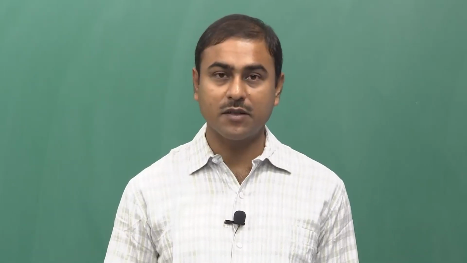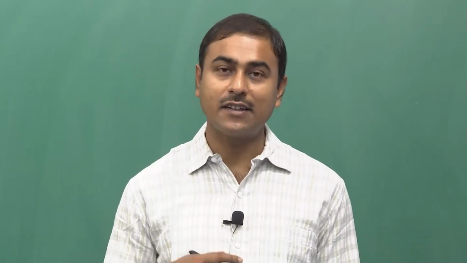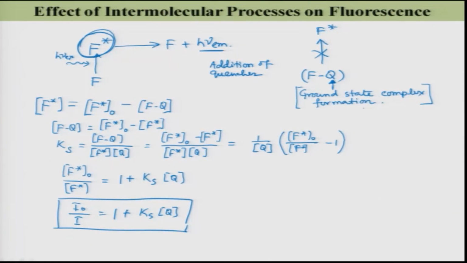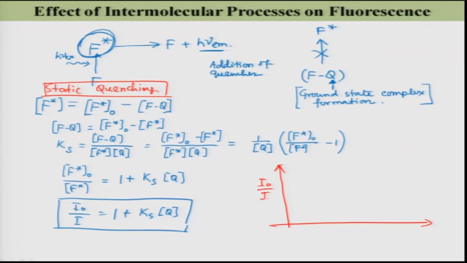As this ground state complex formation is taking place, I am not going to have enough fluorophore in the excited state, and that is why the fluorescence intensity is decreasing. The two phenomena are completely different, the mechanism is completely different, but the equations are very similar or exactly the same. So, this type of quenching is known as static quenching. In this case also, if you plot the fluorescence intensity or the ratio I0 by I versus concentration of Q, what are you going to see? You will also see a straight line with intercept 1, exactly the same.